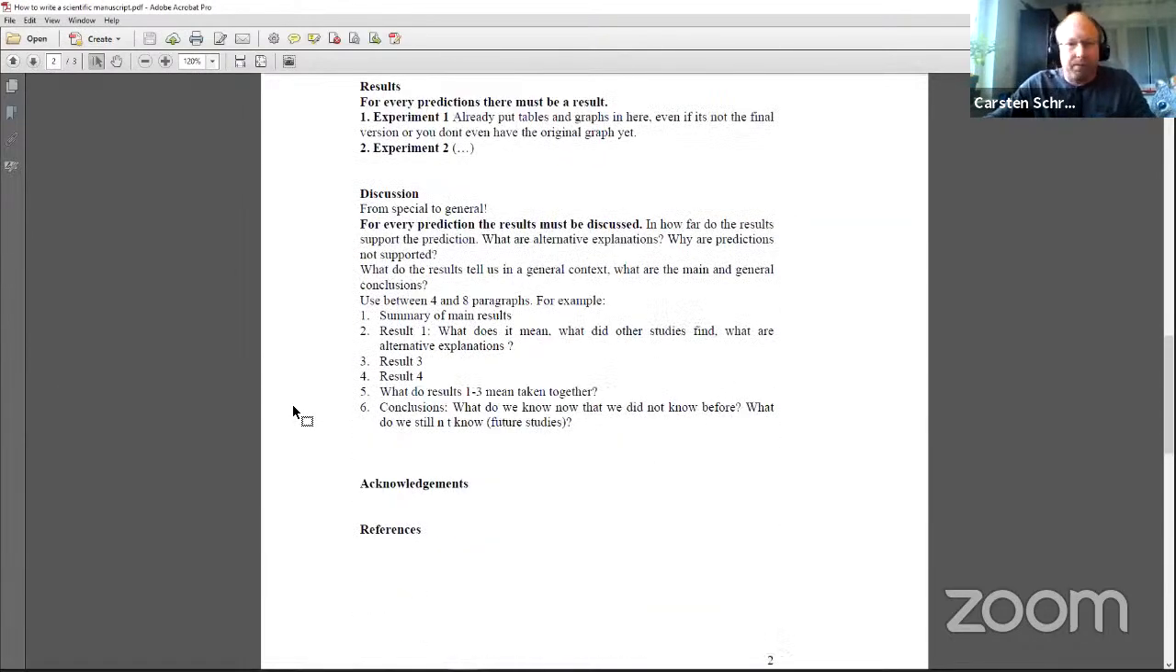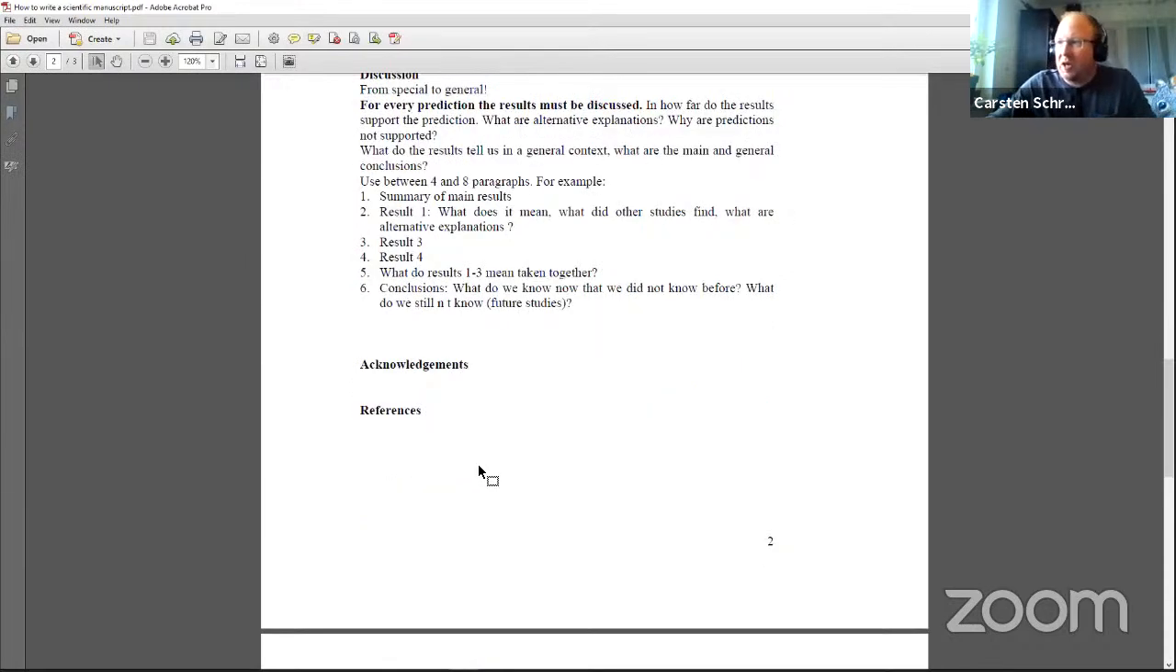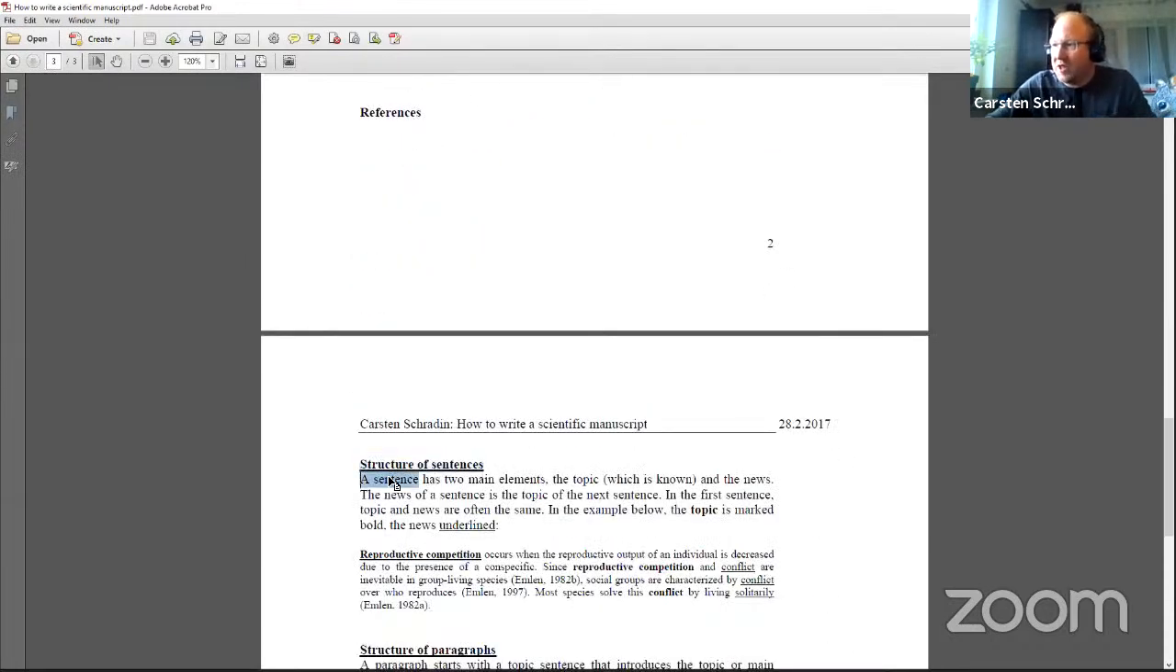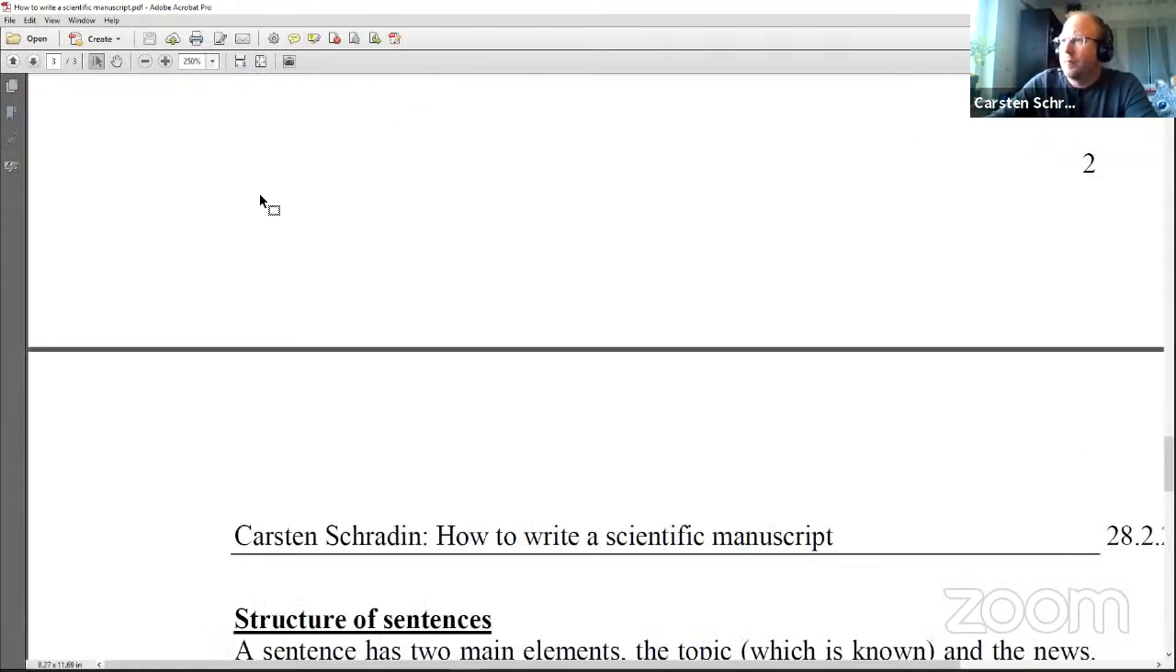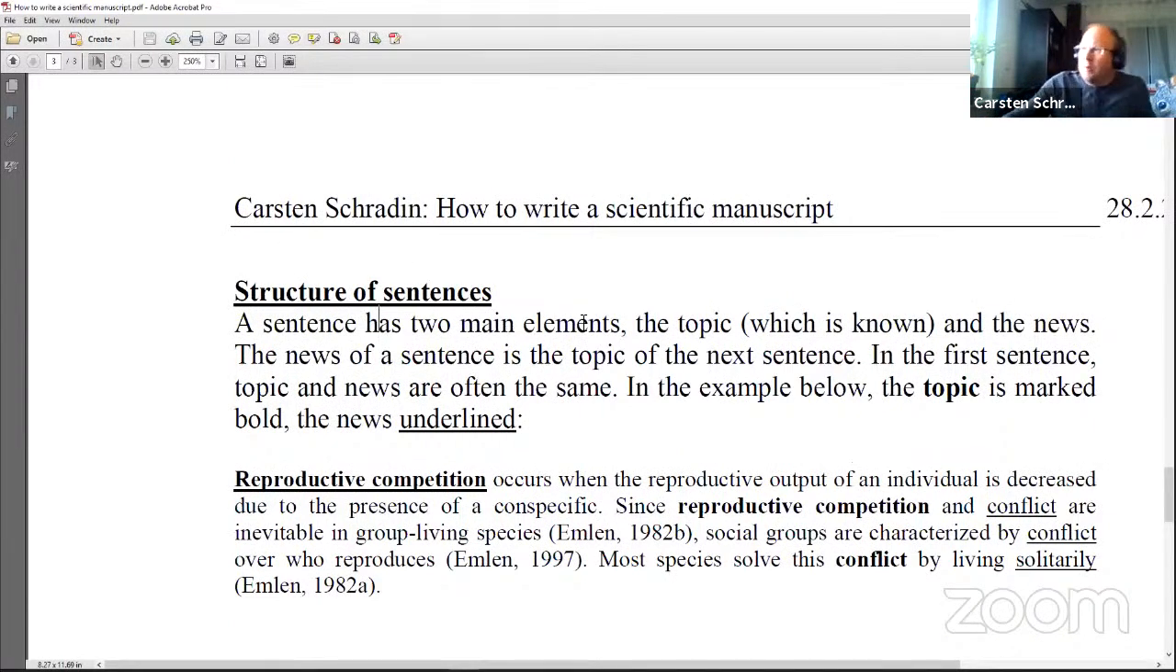Now, we talked last week, and you sent me the structure of the entire manuscript, and now we come to the structure of sentences and of paragraphs, because sentences also have an order, a structure. A sentence has two main elements: the topic, which is normally what is known, or people should be able to relate to it, and the news. And the news of a sentence should become the topic of the next sentence.